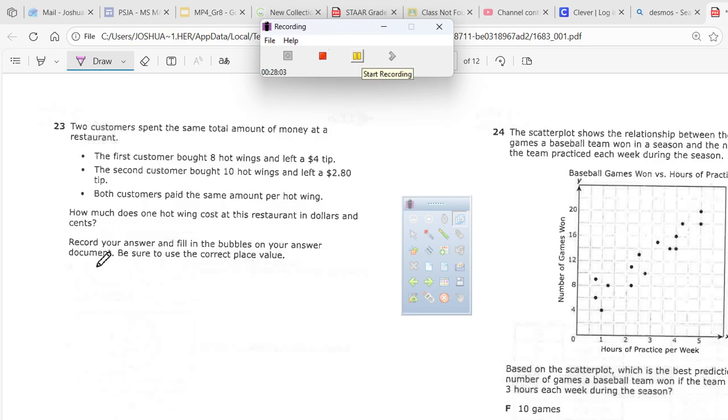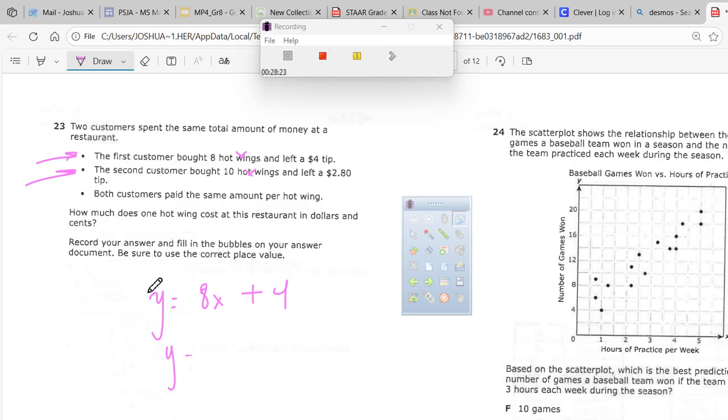I have two equations, one here and one here. They both are dealing with the same x, the same hot wings. The first one has y equal to 8x, 8 wings at a certain price, plus $4 for the tip. The second equation has y equal to the same amount, so I'm going to keep the same x, but 10 x's, and then a 280.